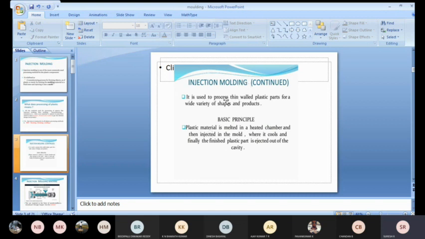Injection molding is basically used to process thin-walled plastic parts, for a wide variety of shapes and products. We are able to get a variety of shapes of products. It may be the bottle shape, or any other shape. We can get it in injection molding. So the basic principle is that the plastic material is initially melted in a heated chamber and then injected into the mold where it cools, and finally the finished part is ejected out of the cavity. This is the basic principle on which injection molding works.